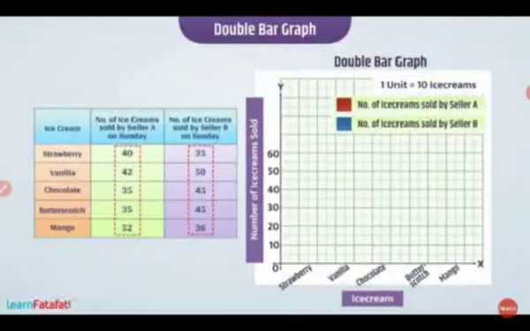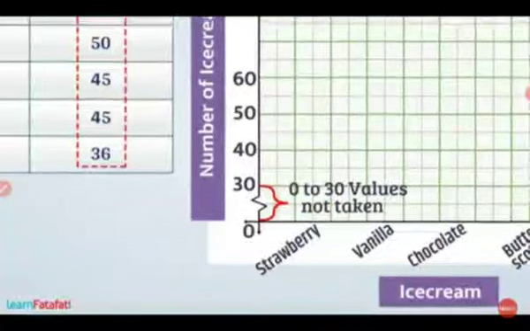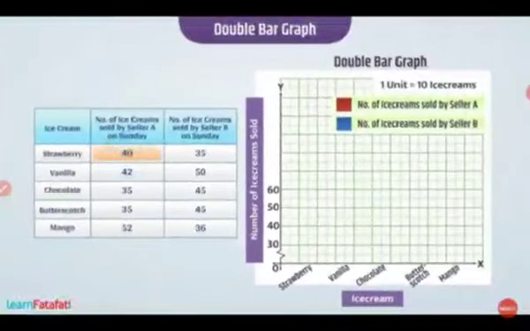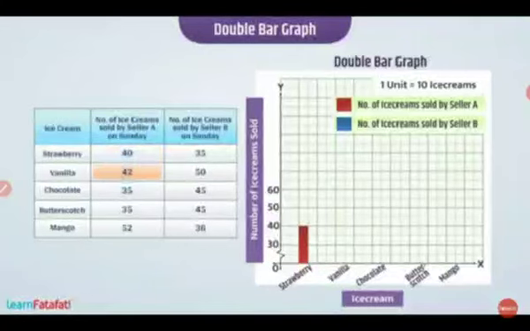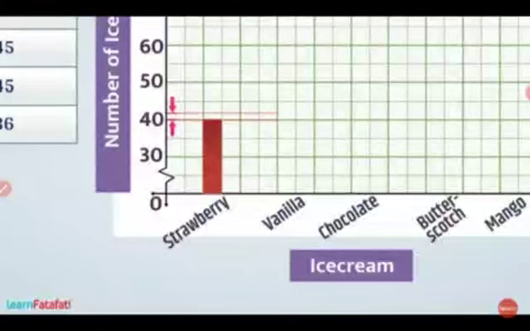Here, since values less than 30 are not present, we can skip those values and start from 30 as well. To do so, we will draw a kink mark which shows that the values from 0 to 30 are not taken. Seller A sold 40 strawberry ice creams, so we will draw bars of length 0 to 40. He sold 42 vanilla ice creams. Here, 42 is between 40 and 50. Since each unit represents 10 ice creams, therefore we can say that the 10th part of unit represents 1 ice cream. So, to represent 42, we have to consider 2 parts of unit length out of 10 parts after 40. Thus, we will draw a bar extending from 0 to 42.